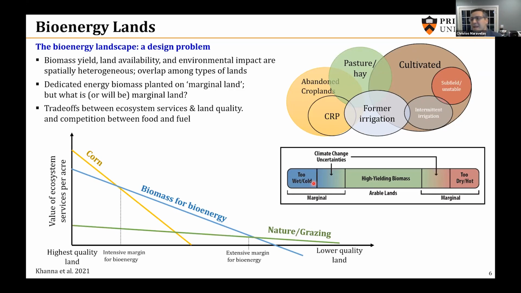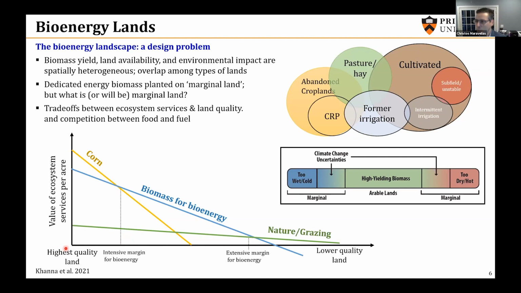outcome. And then this graph shows that even if we had perfect definitions of what is marginal land or what is an appropriate land, it would still be difficult to decide which is the best crop to cultivate and even whether it should be used for food or energy. So in this graph, the x-axis is, let's say, a metric of land quality.